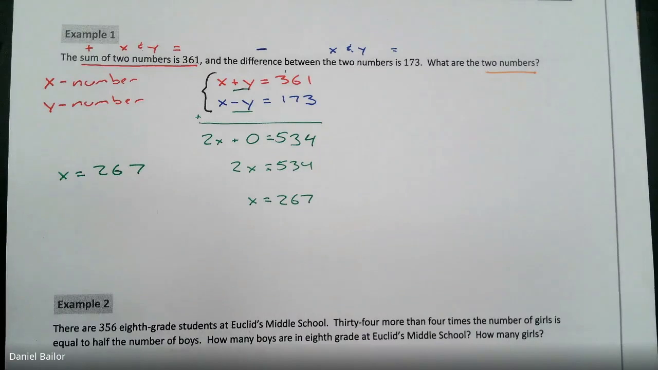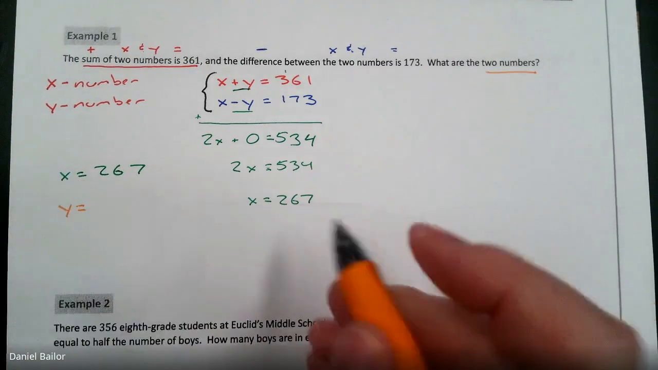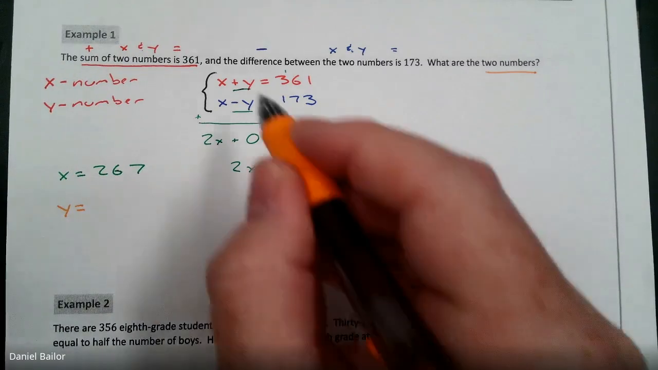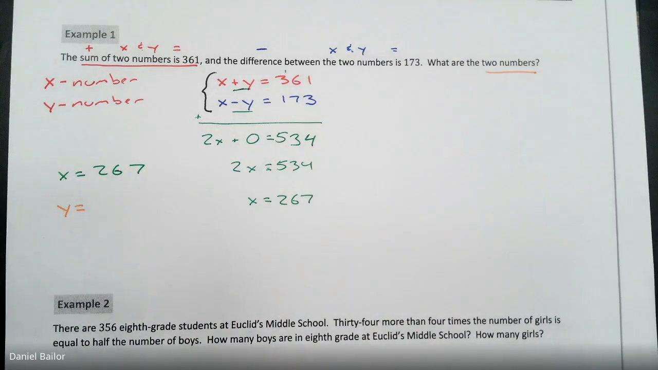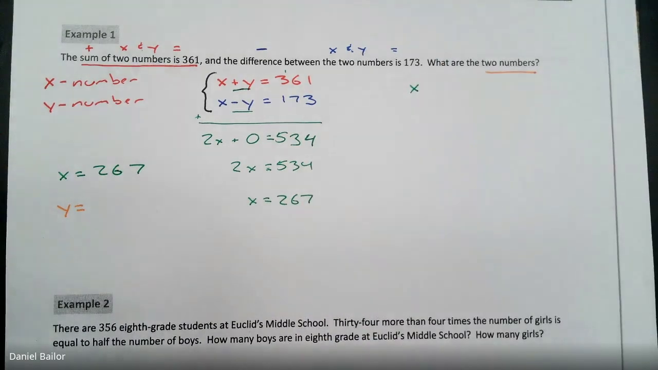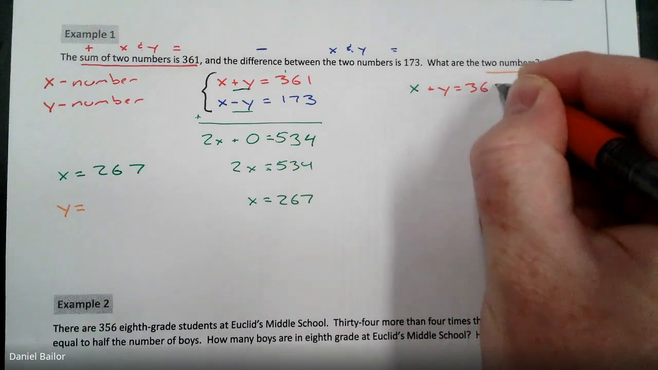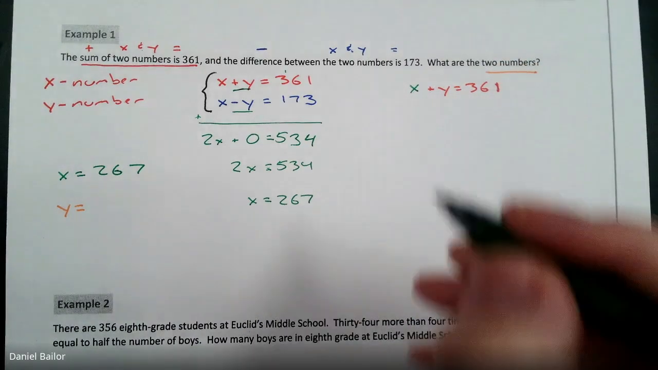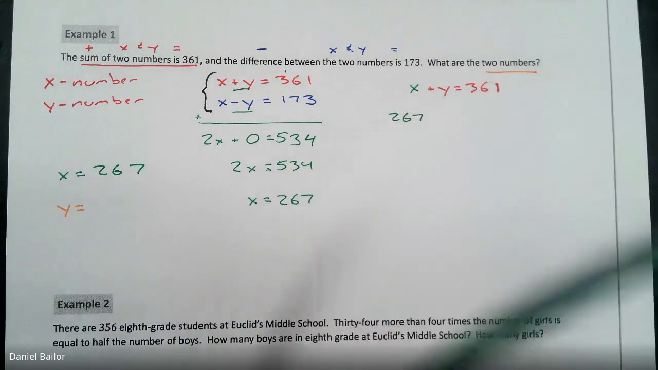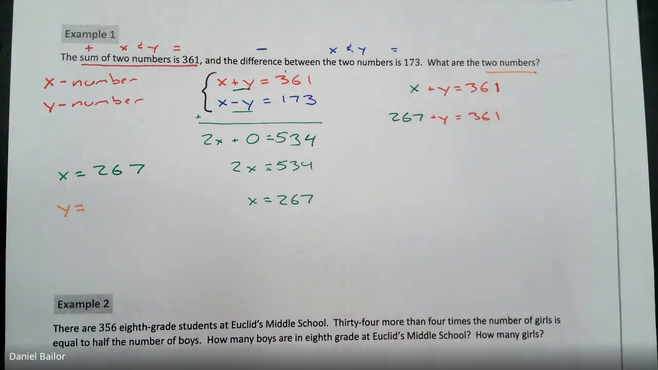So to find the other number, to find y, the other number, I take my x and I put it into one of these equations. I'm going to put it into the first equation. I'm going to say x plus y equals 361. So I know 267 plus y equals 361.